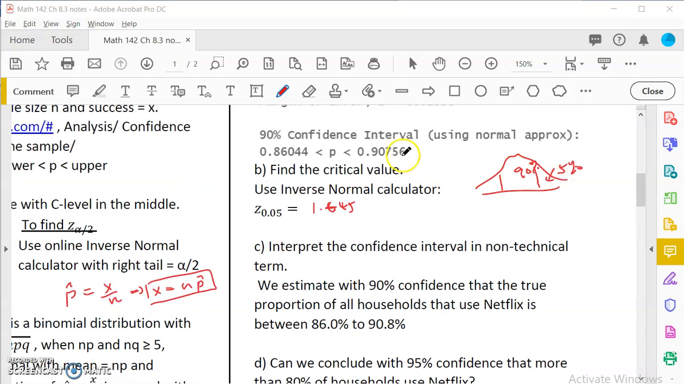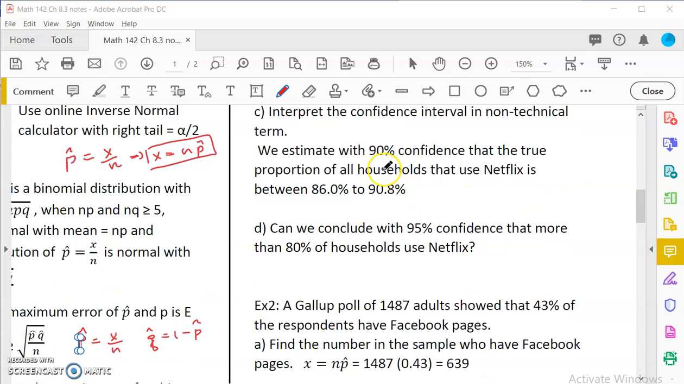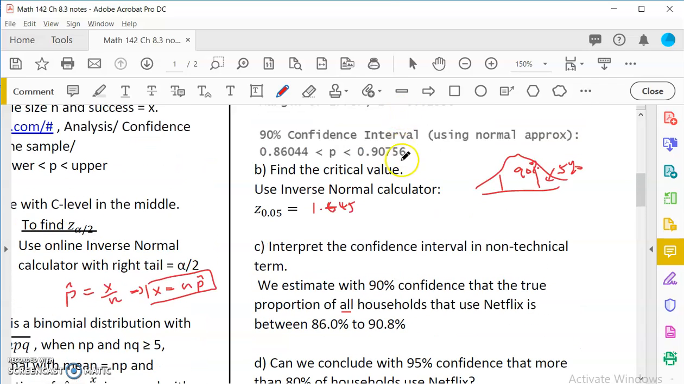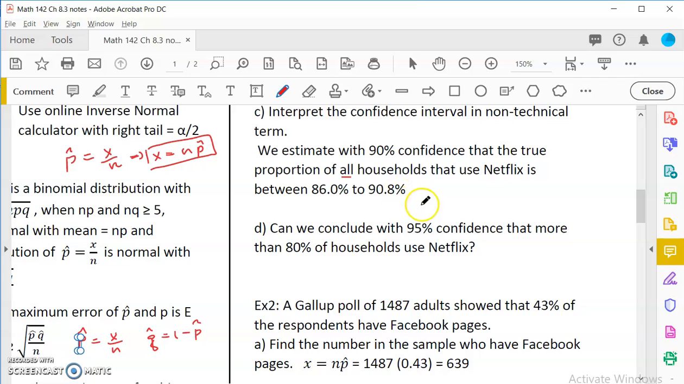Now, when we write the number out, we write it in decimal, right? Because it's like a math calculation. But when we interpret in a number sentence, we usually use percentage, and it's usually in this particular format: we say we estimate. This is an estimate. With 90% confidence, the true proportion of all households, the whole population, that use Netflix is between 86% to 90.8%. So directly interpret it from here and use percentage.